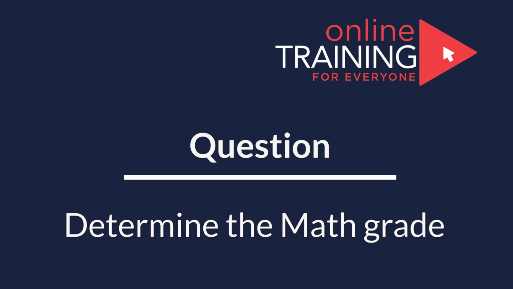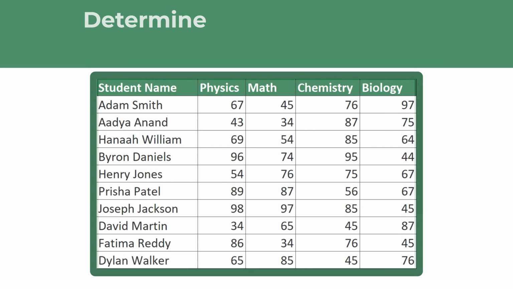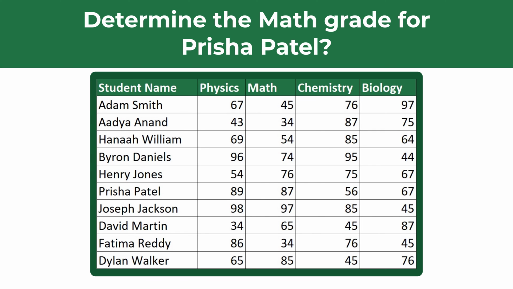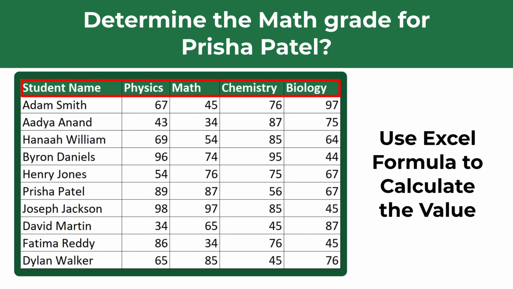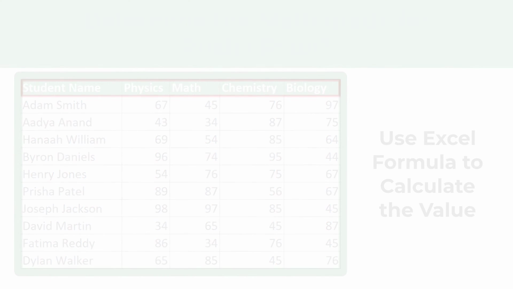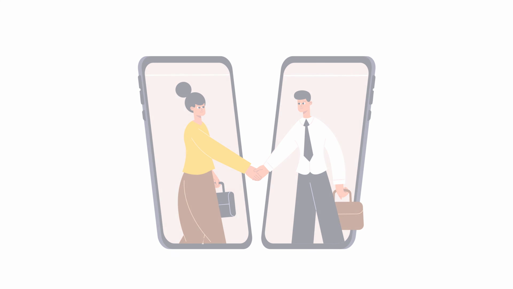Here's the very interesting problem where you need to determine the value using index and match Excel formulas. Specifically, you need to determine the math grade for Prisha Patel. You're presented with the range of values, which includes student name, physics, math, chemistry, and biology grades, and you need to enter the formula to calculate the value. Do you see the solution? Do you know how to solve it? Let's move forward and solve this challenge together.